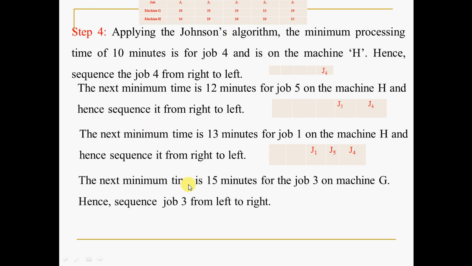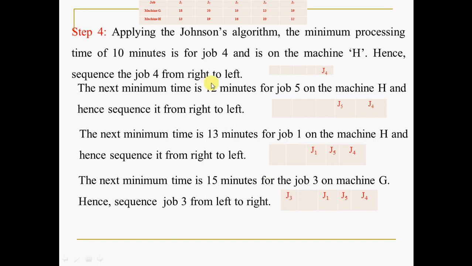Let us see the next minimum processing time, that is 15. That corresponds to this one, job 3, but it is on machine G. So when it is on machine G, G and H we are taking in the order M1, M2, you have to sequence the job from left to right. Hence sequence job 3 from left to right. You have sequenced already these 3, and now you have sequenced J3.